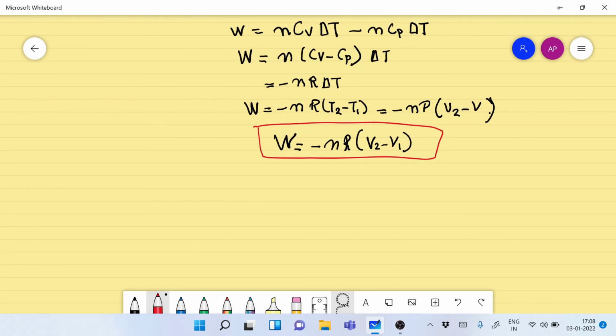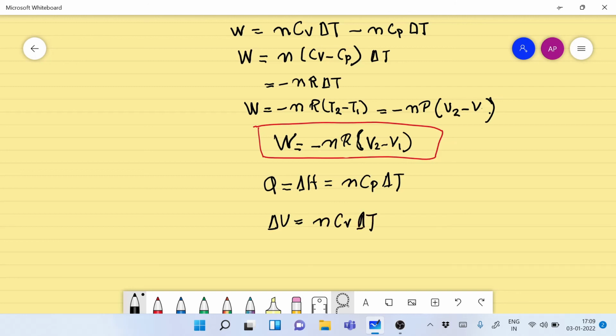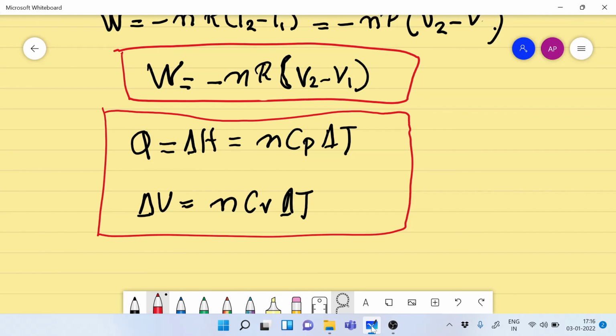So, this is the expression for the work done. So, to recapitulate, we have heat equal to delta H, which is equal to N Cp delta T, and the delta U for the process is nothing but N Cv delta T, for a constant pressure reversible process of an ideal gas.